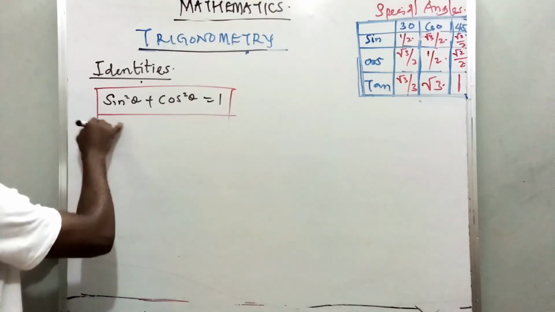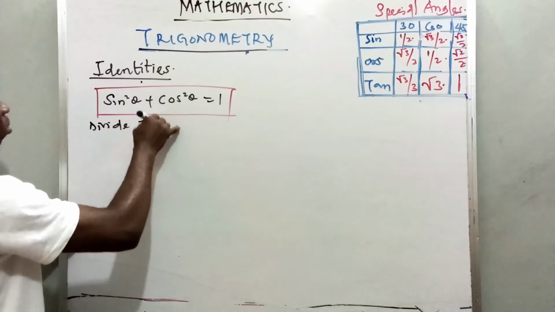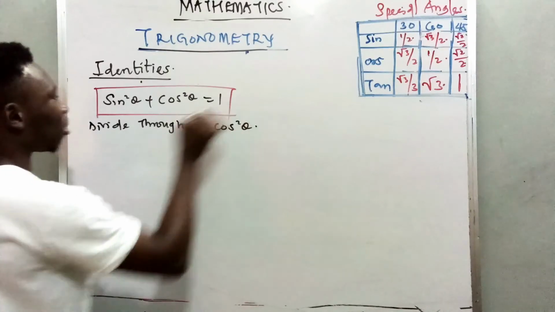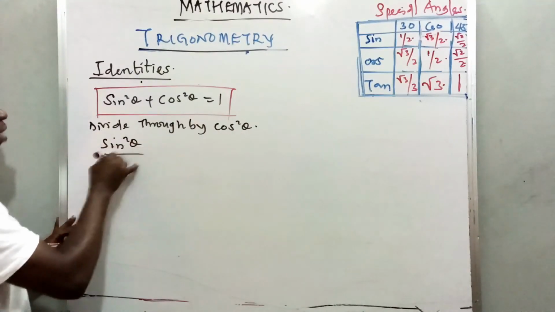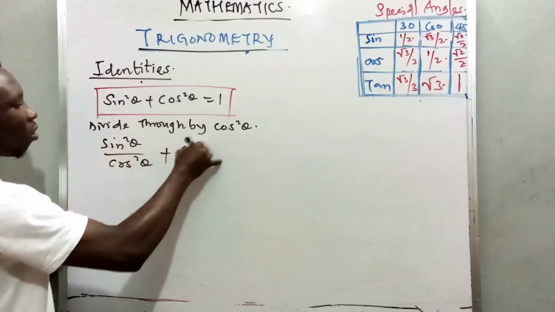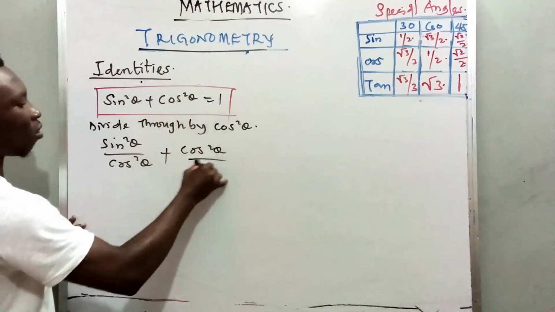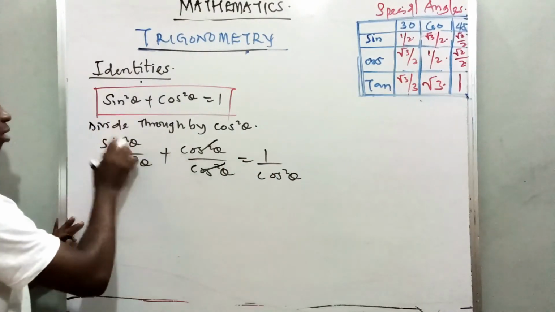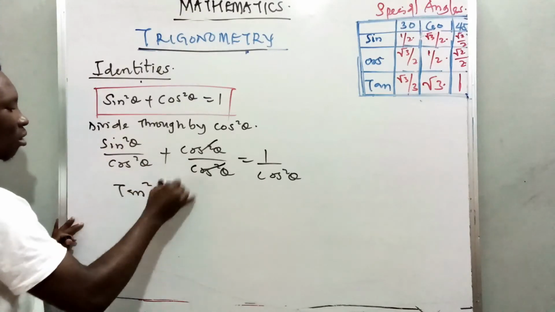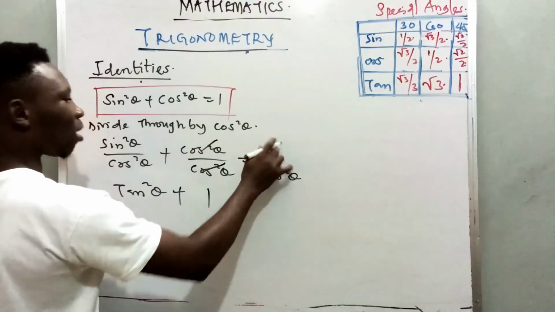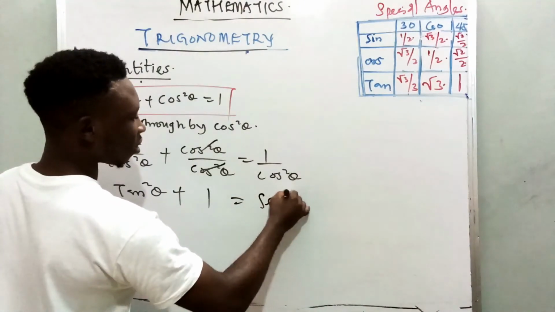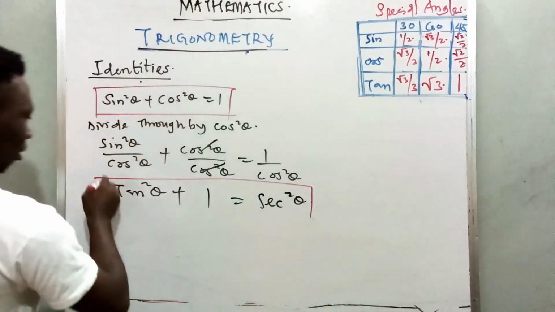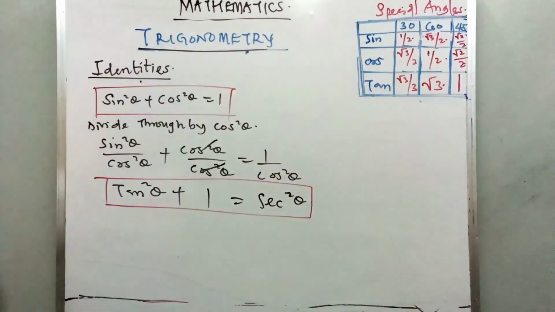Now if we divide through by cos squared theta, that is sin squared theta over cos squared theta plus cos squared theta over cos squared theta is equal to 1 over cos squared theta. So this cancels out. Sin squared theta over cos squared theta is going to give us tan squared theta, plus 1. So 1 over cos squared theta is going to give us sec squared theta. This is another relation. And these relations, they are all very, very important. I want you to be using them.